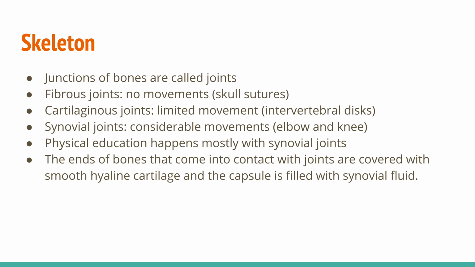So what do we do with our bones? Well, we form these specific areas, these specific junctions on our body called joints. Right? And there's lots of different types of joints that we have in our body. Let's look at what a few of those are. We have fibrous joints, which are going to produce pretty much no movement.